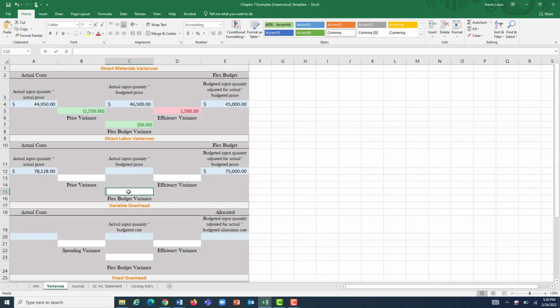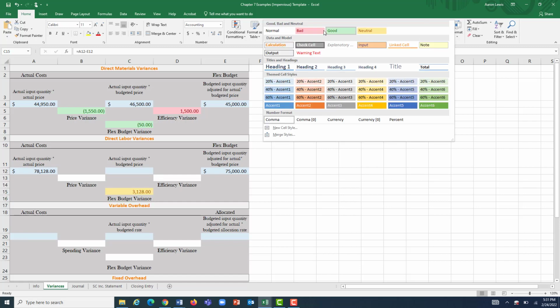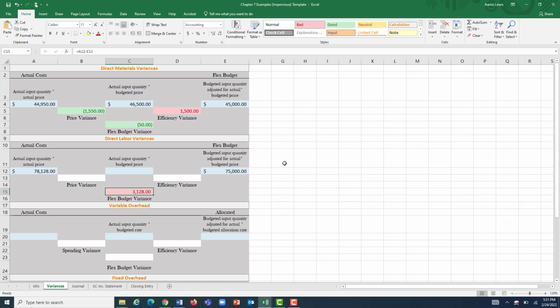So again, our flex budget variance is our actual results less what should have been. And we see that we spent $3,128 more on labor costs than we should have had we hit our standards. Spending more is never good for a company's profitability. That is unfavorable. We're going to denote that that's bad.